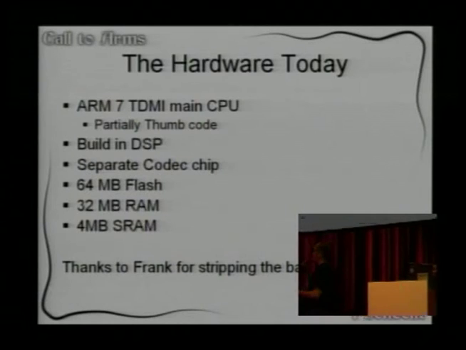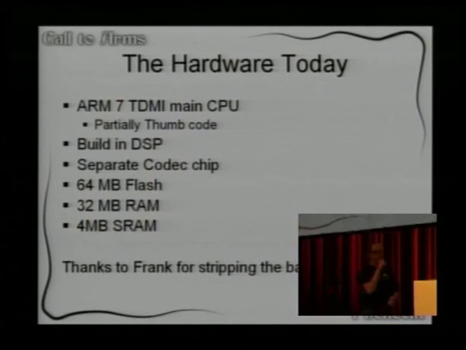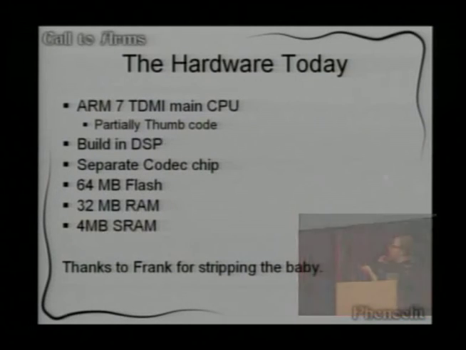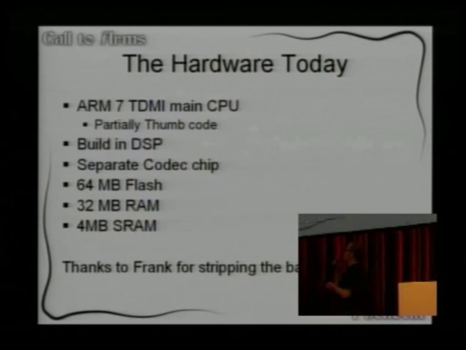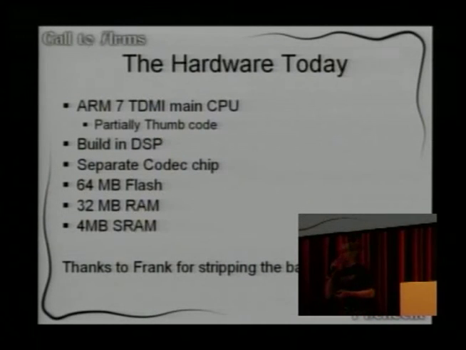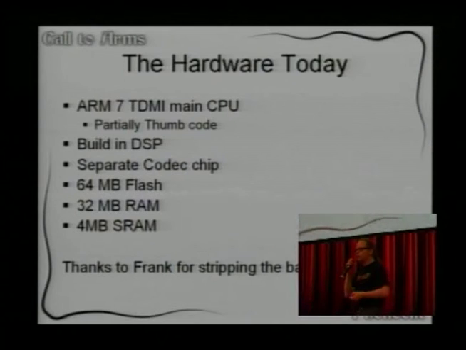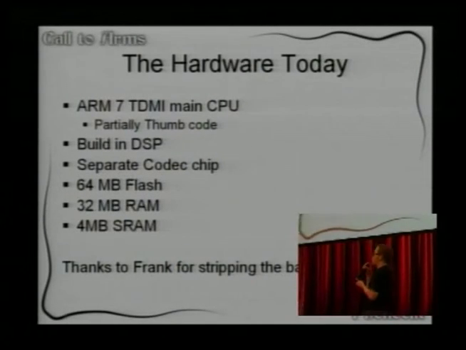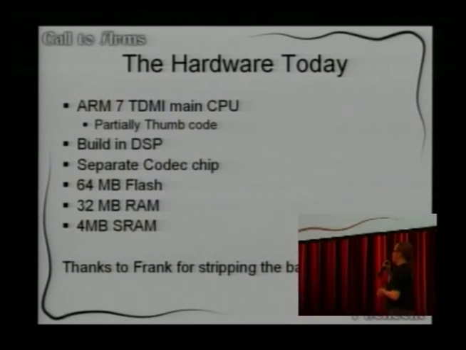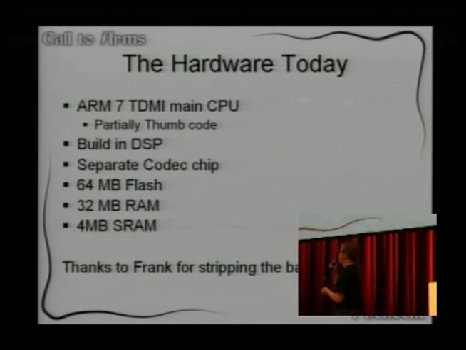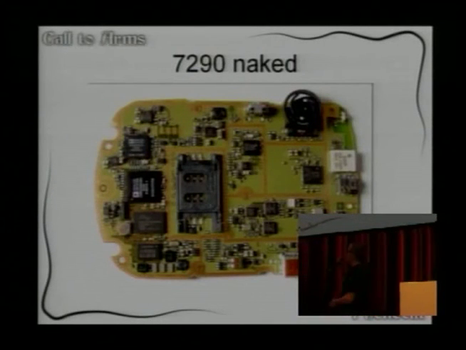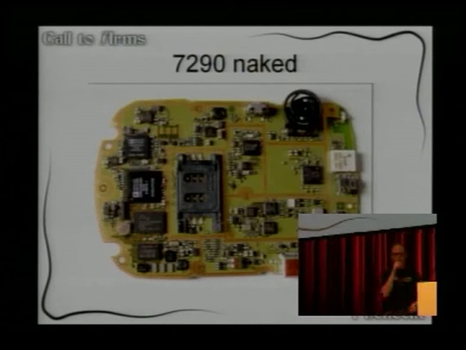Okay, hardware today. First of all, thanks to Frank for taking the clothes off. It's an ARM7, like in almost all embedded devices that you carry around. It got partially Thumb code on it, which is interesting because it doesn't look like they wanted it this way, but it's actually doing some Thumb. Got a built-in DSP, separate codec chips, 64 meg flash, 32 meg RAM, 4 MB SRAM. Basically how it looks is this. It's a pretty decent piece of hardware. That's what you can say.